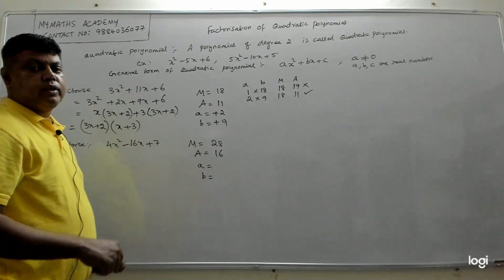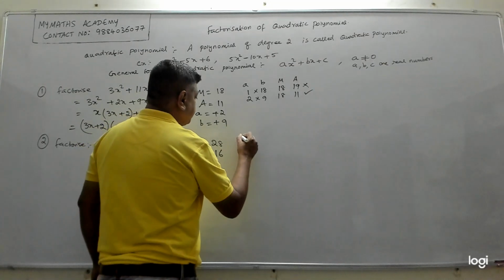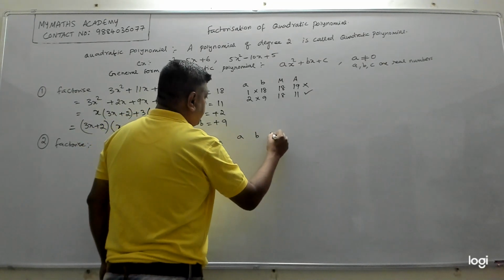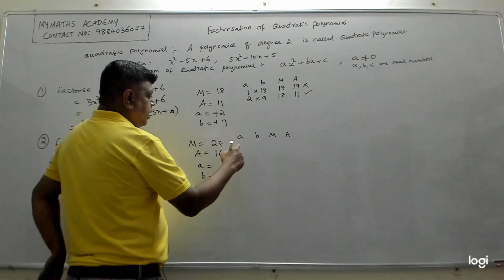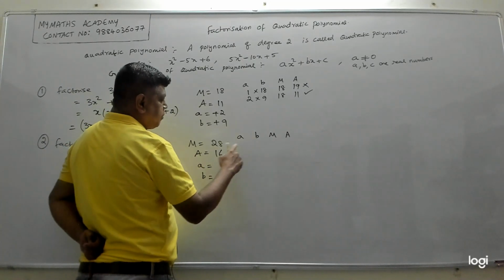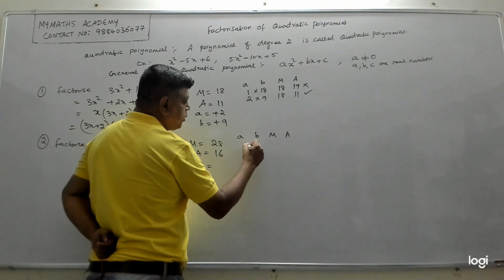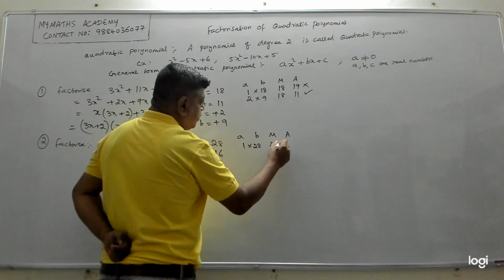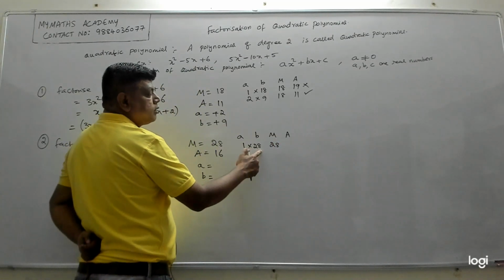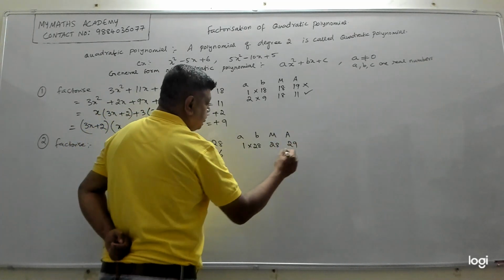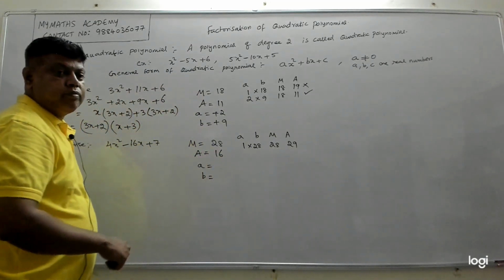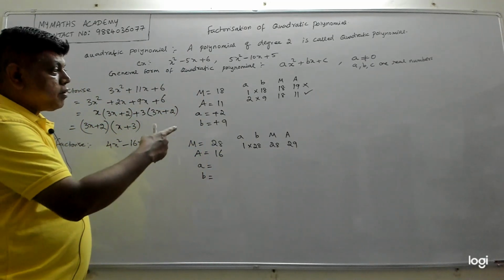So what are the two numbers? Now we'll put again right here a, b, m, a. Suppose if I multiply, I should get 28. So we'll always start with 1 into 28 is 28. Now add: what is 1 plus 28? 29. But when I add, I should get 16, but I am getting 29.